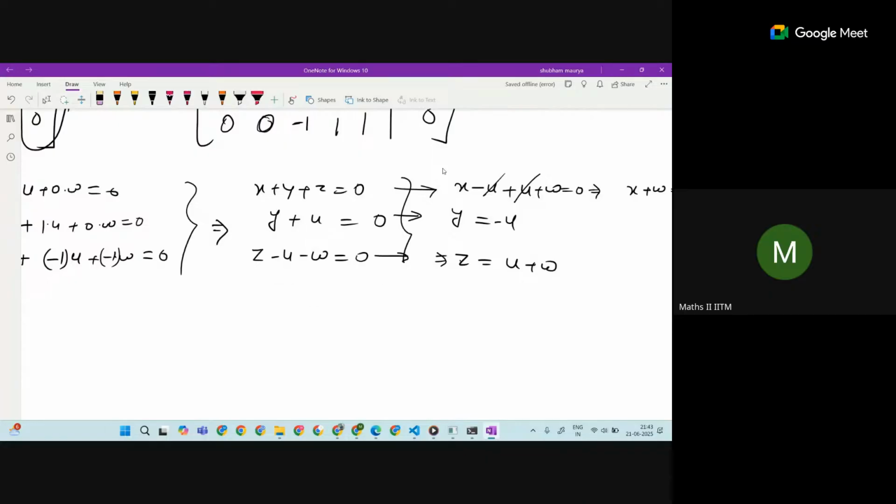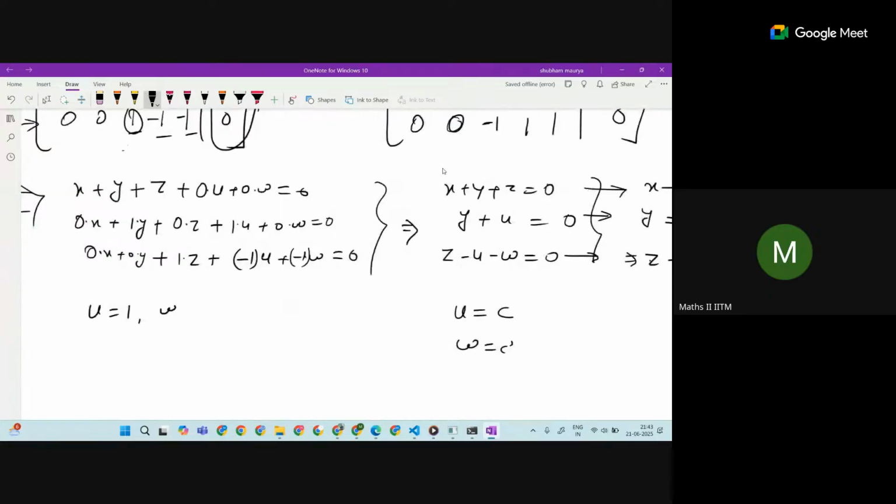Now you can give some value to u, and to w some value c prime. If you don't want to do that, there is no issue. The second way: you can give u equal to 1 and w equal to 0. So you can get x, y, and z values, and finally you will get the vector x, y, z, w, substituting the values in place of that. Similarly you can substitute u equal to 0 and w equal to 1, and you can find the vector.